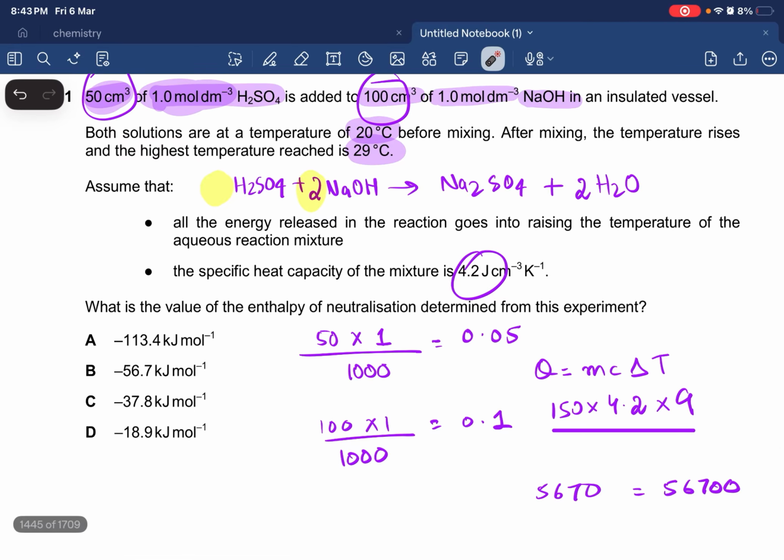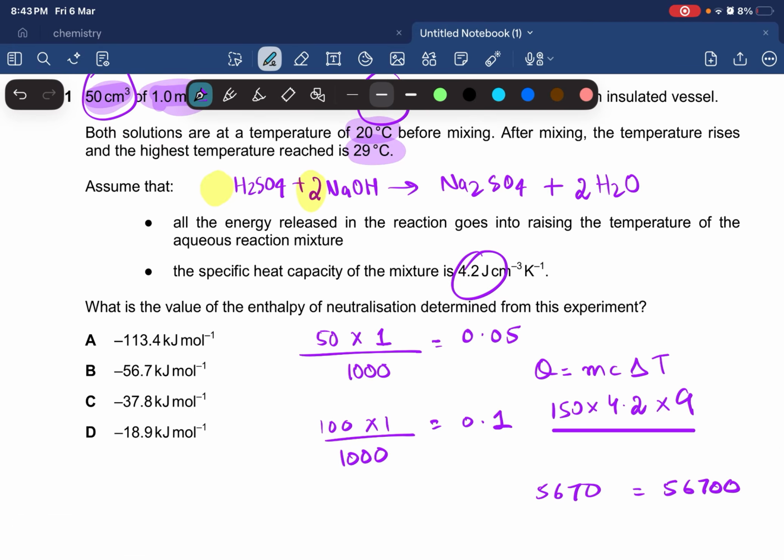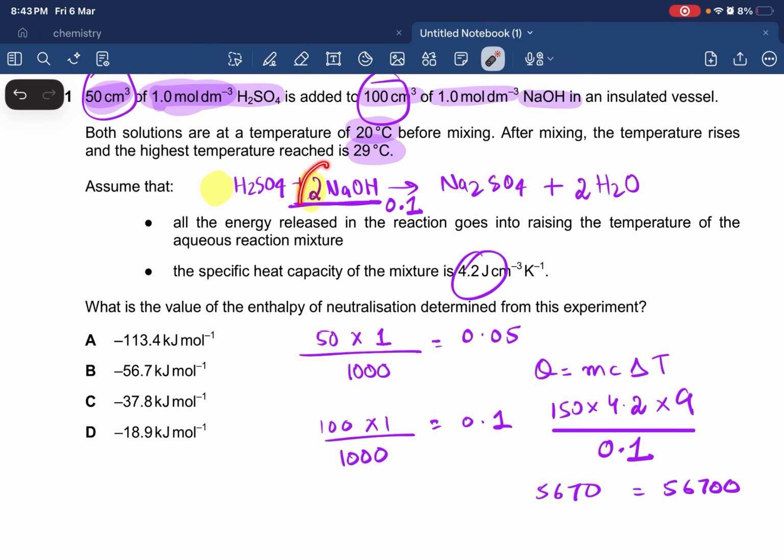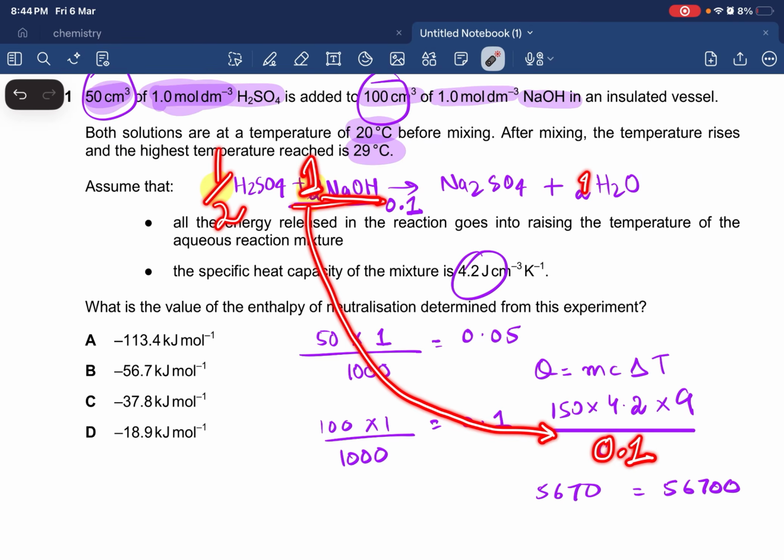I know this can be tricky, this can be challenging. That's why we wrote the equation. So we're going to divide this by the moles of NaOH, 0.1, not by 0.05, the moles of the thing that has the same moles as the moles of water, because when we're considering 1 mole of NaOH reacting, how much heat is going to be released? So that's why we're dividing by 0.1, the moles of NaOH, because when 1 mole of NaOH reacts with half a mole of sulfuric acid, then 1 mole of water is going to be formed.